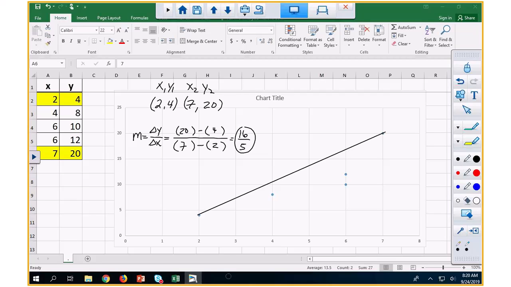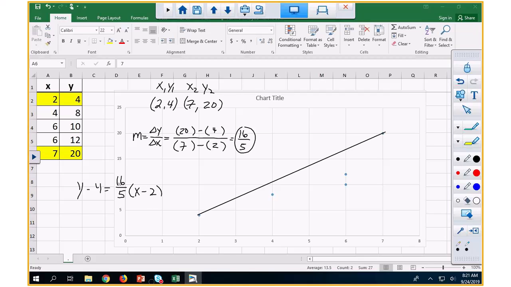Now we pick a point. Which one do you think I'm going to pick? 2, 4 or 7, 20? 2, 4. 2, 4 because of what method? The KISS method. Keep it what? Simple. Y minus 4 is equal to 16 fifths times x minus what?